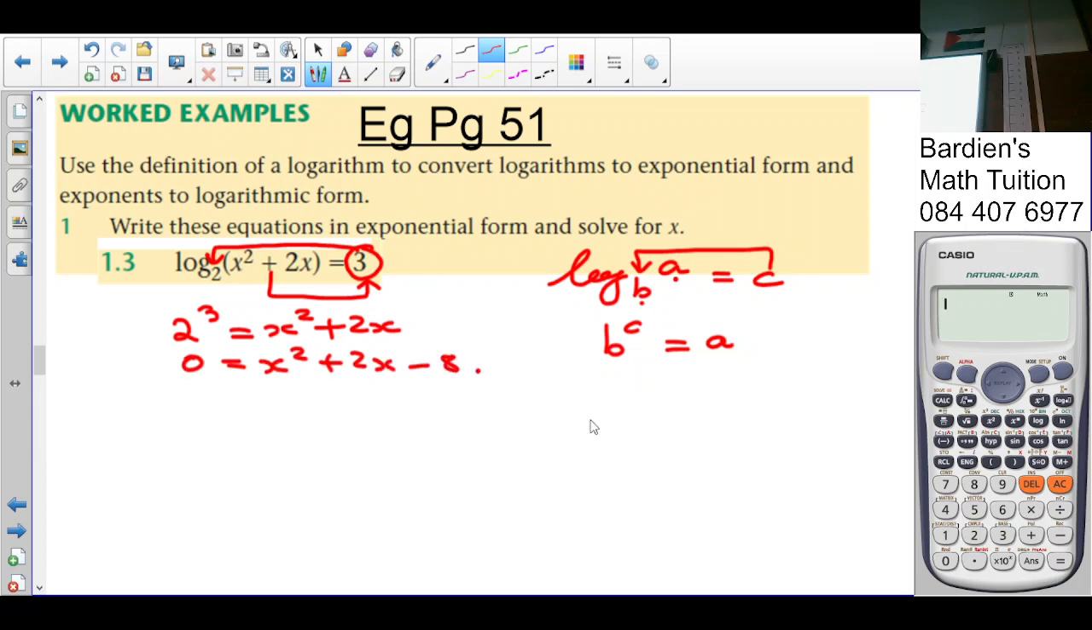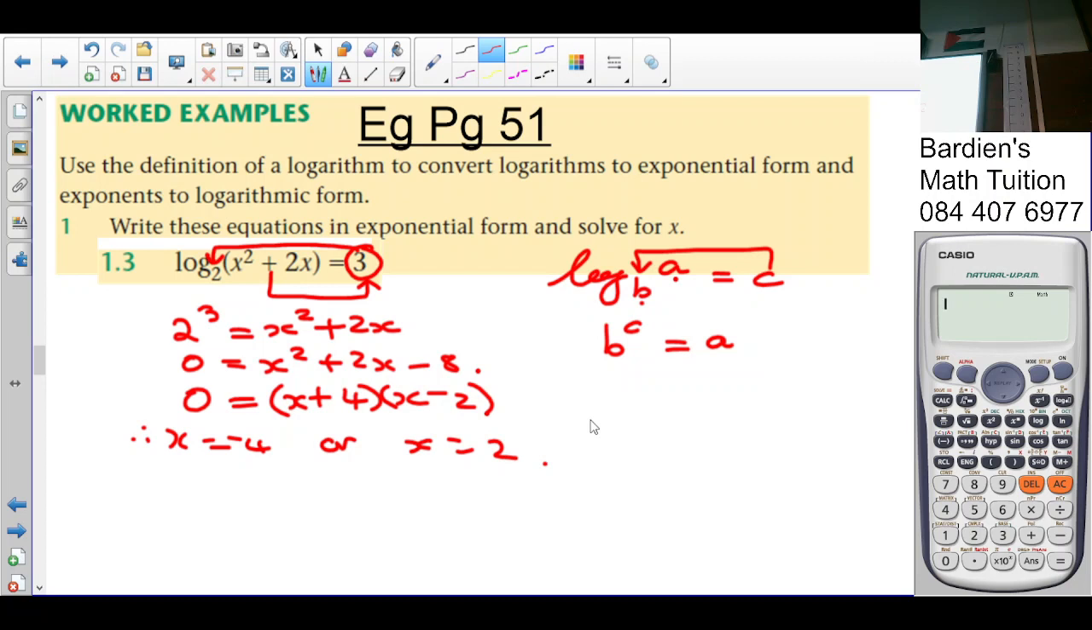So this is now a trinomial here. We need to solve the trinomial. So that's 0, it's x and x, 4 and 2, positive 4 and minus 2. You could have used the quadratic formula as well if you're a bit shaky when it comes to factorization, or you can use that solver calculator to factorize it for you. So in other words, therefore x is equal to negative 4 or x is equal to 2.